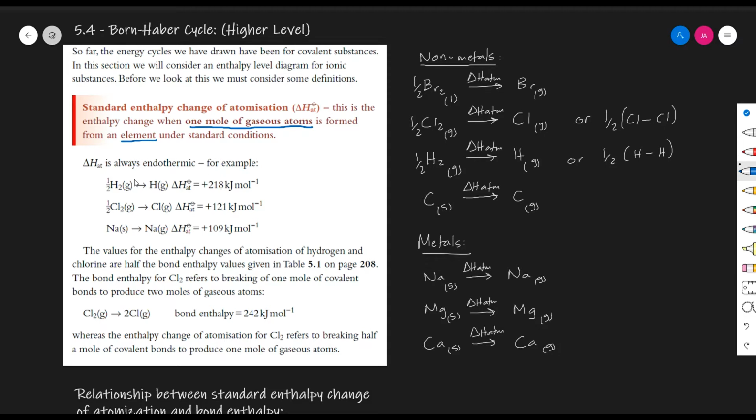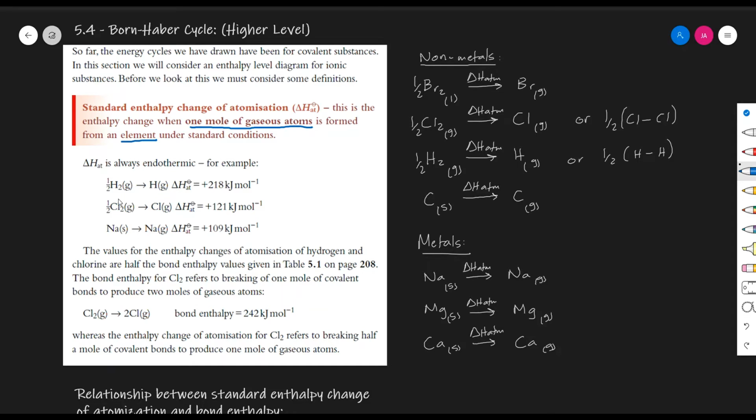This book lists some examples here. For example, if we have the element hydrogen, which exists as H2 gas over here, the definition states it's the enthalpy change when 1 mole of gaseous atoms is formed from an element in its standard state. Thus, this should be multiplied by half to balance the equation. This might be confused with bond enthalpies, but I will cover the relationship between delta H atomization and bond enthalpies in a bit.